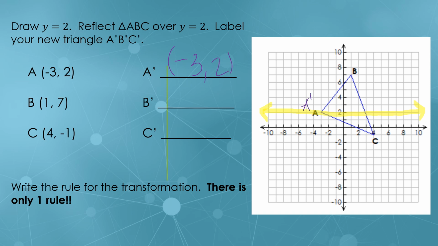B is 1, 2, 3, 4, 5 units above, so if we count 5 units below, for B prime, that puts us at 1, -3. And C is 3 units below, so we'll count 3 units above for C prime. That puts us at 4, 5. Connect the points.